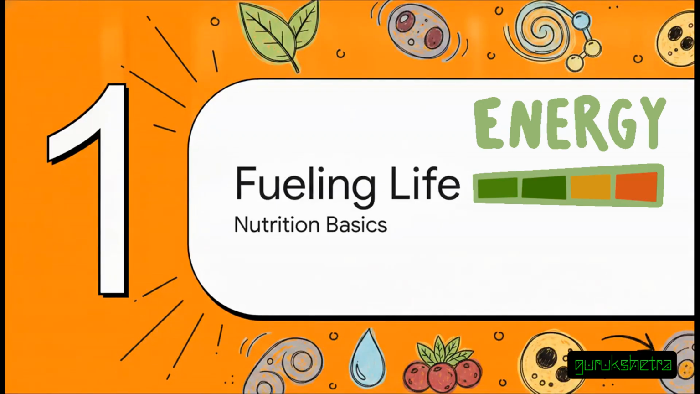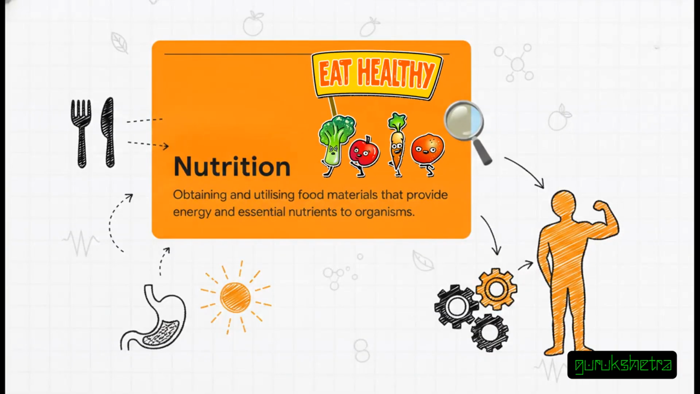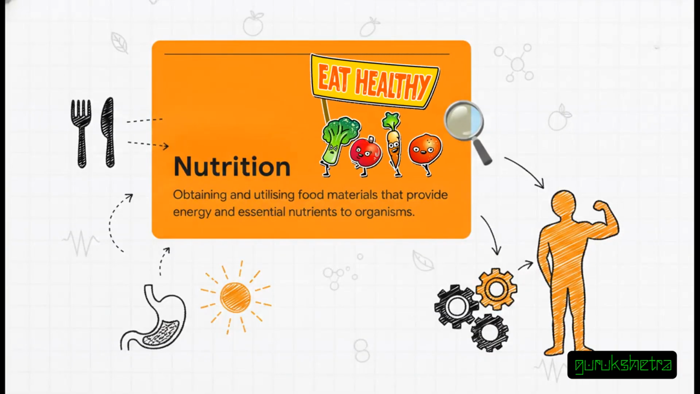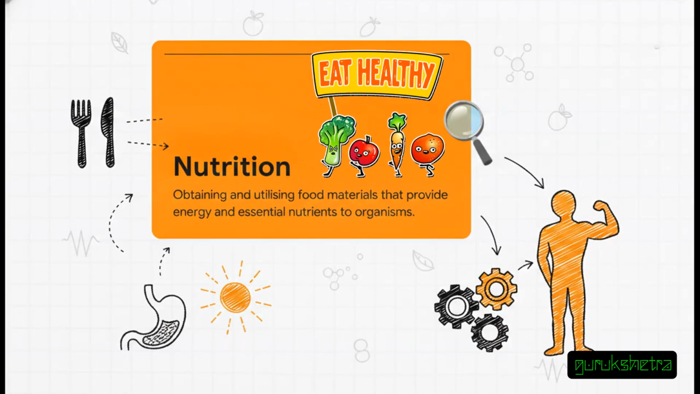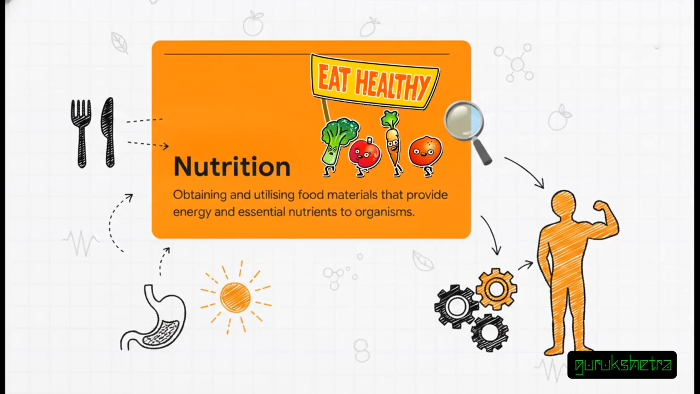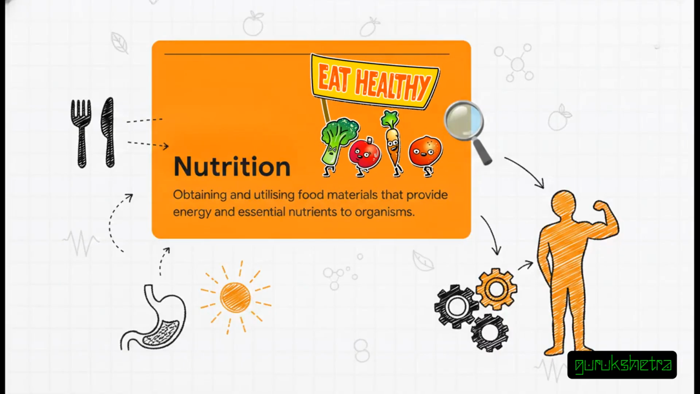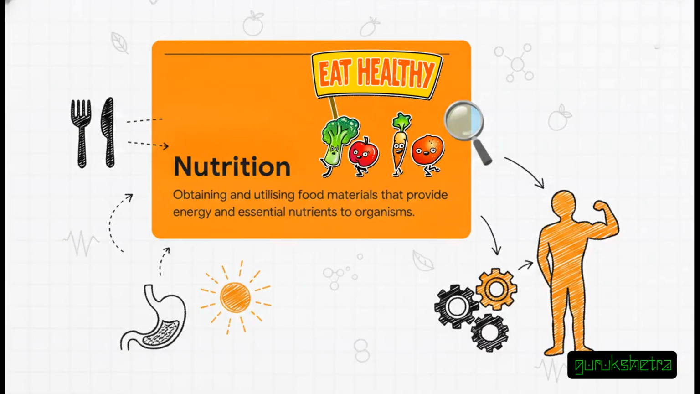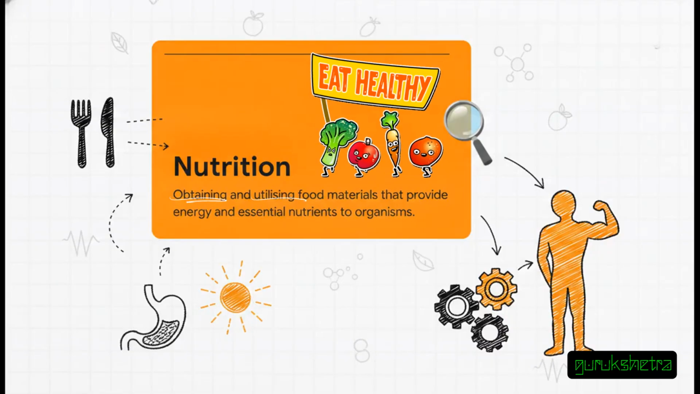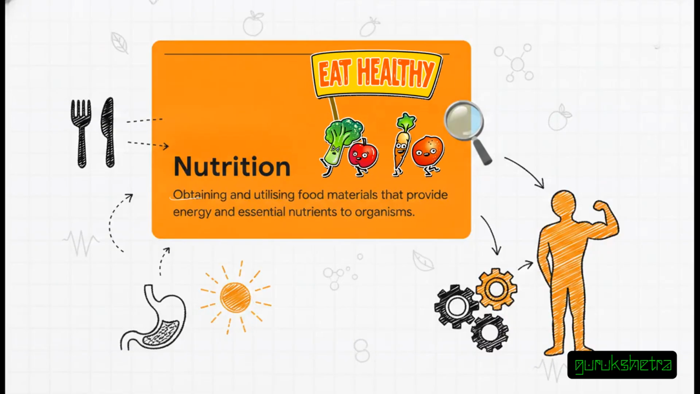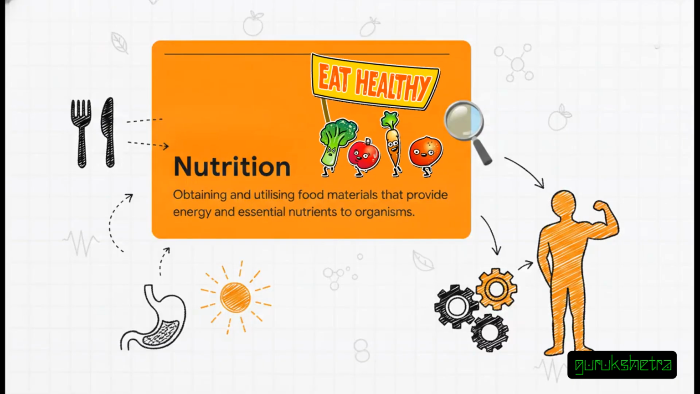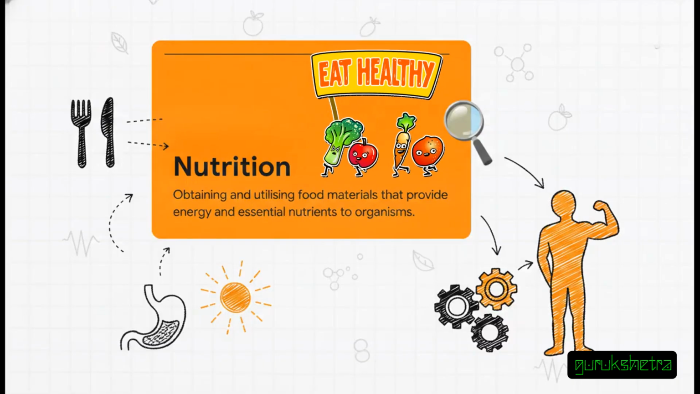Section 1. Fueling Life, Nutrition Basics. So before we look at complex organisms, we've got to define what we're actually talking about here. Scientifically speaking, nutrition is the process of obtaining and utilizing food materials that provide energy and essential nutrients to organisms. Now notice those two keywords, obtaining and utilizing. It's not just about eating a snack. It's about how your body actually uses those materials to power all of its life processes.